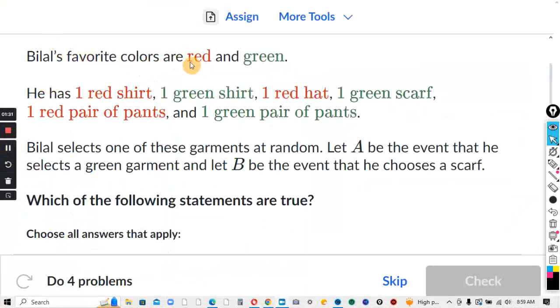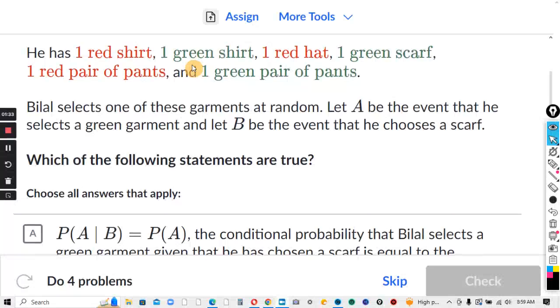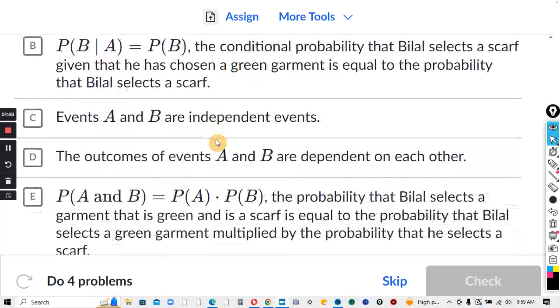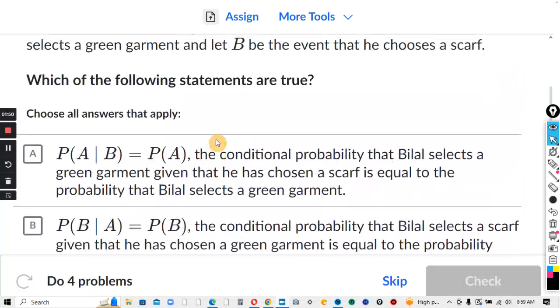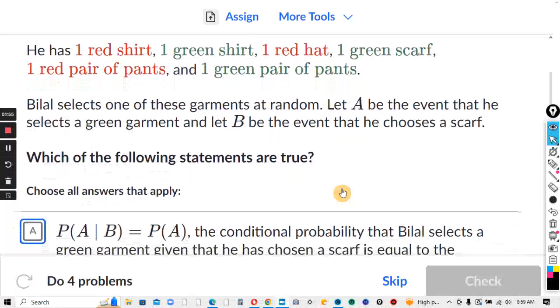Okay, Bilal's favorite colors are red and green. He has one red shirt, red hat, green scarf, red pants, green pants. So he selects one garment at random. A selects green, B chooses a scarf. Okay, and then they ask us a bunch of questions based on dependence. You have to choose all answers. So basically, let's find out if they're independent.